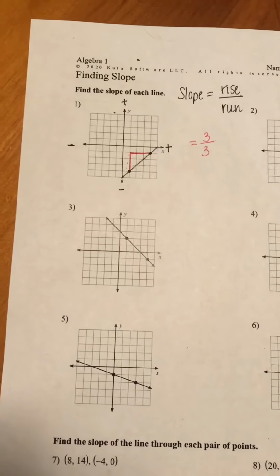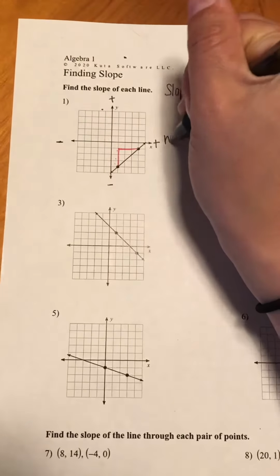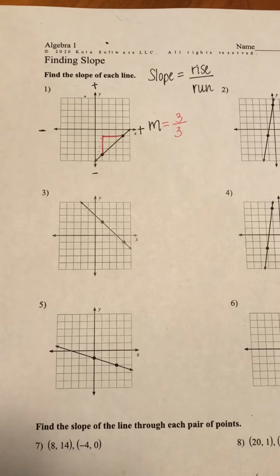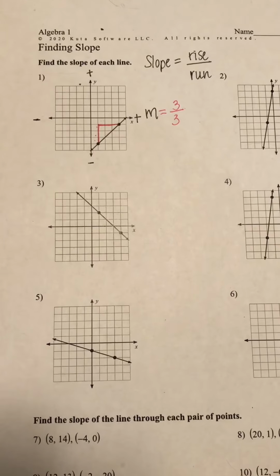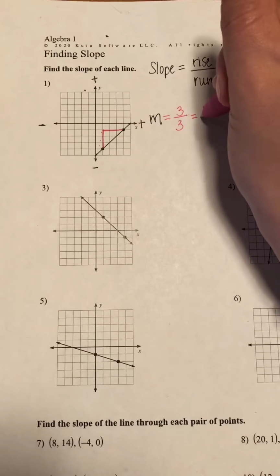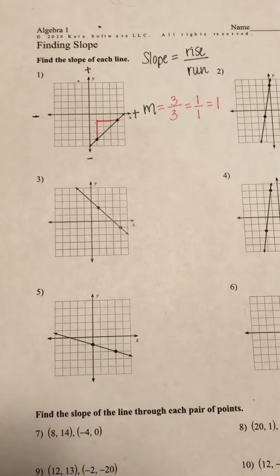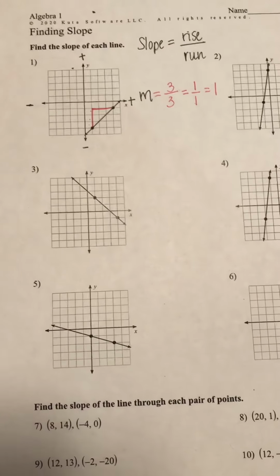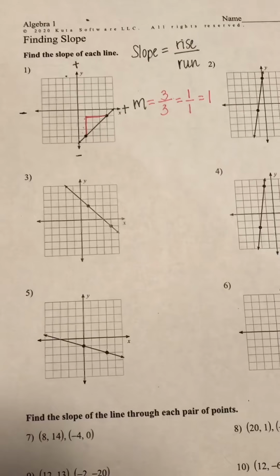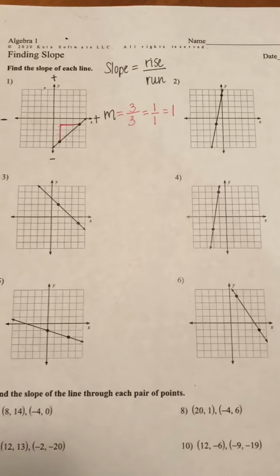Now, instead of writing slope every single time, there's an abbreviation that we can use, which is m. So m equals 3 over 3, but we don't want a fraction that's 3 over 3 like that. So we're going to simplify this to become 1 over 1, or just 1. So that's what you do with these. You're just making triangles and counting the boxes. Again, make sure you're doing the rise first, whether you have to move up or move down. So hopefully that makes some sense.